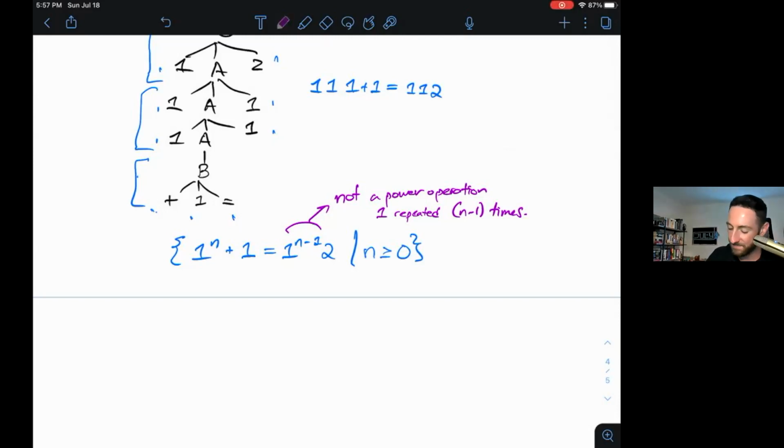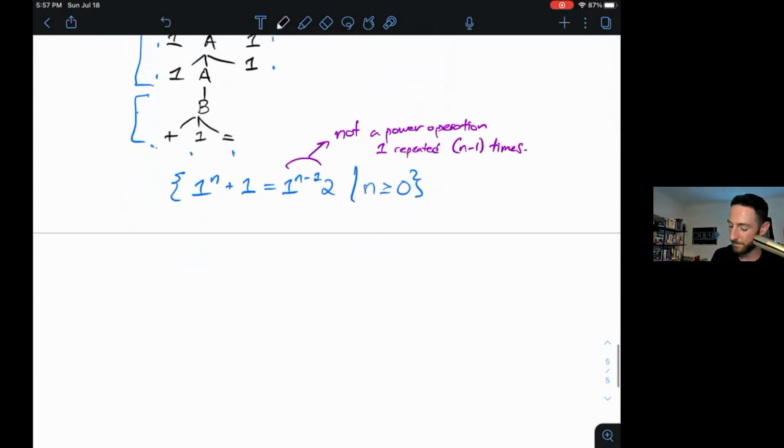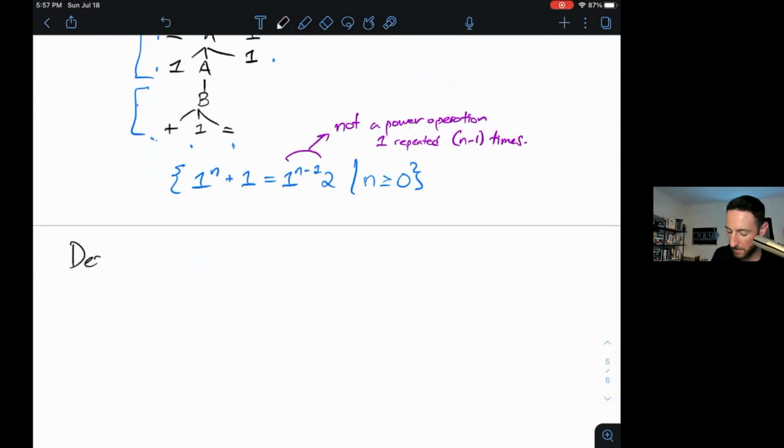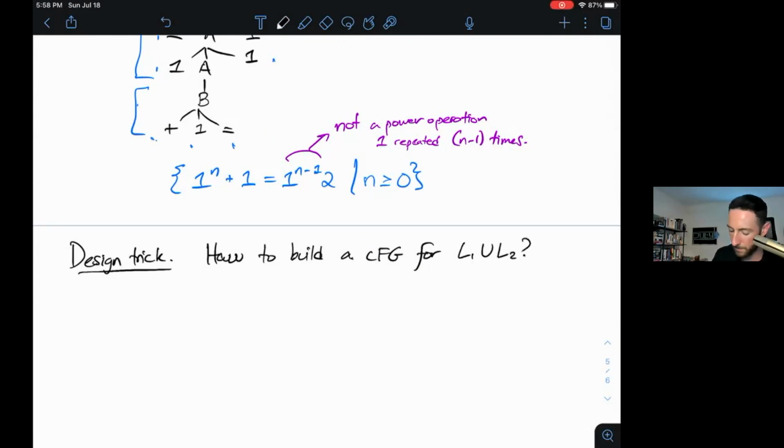Okay. So that's an example of how we might look at a grammar and figure out what language it recognizes. We also saw another design trick. And I want to emphasize this because I think this is also going to be relevant for the homework. How to build a CFG, context-free grammar, for the union of two languages.